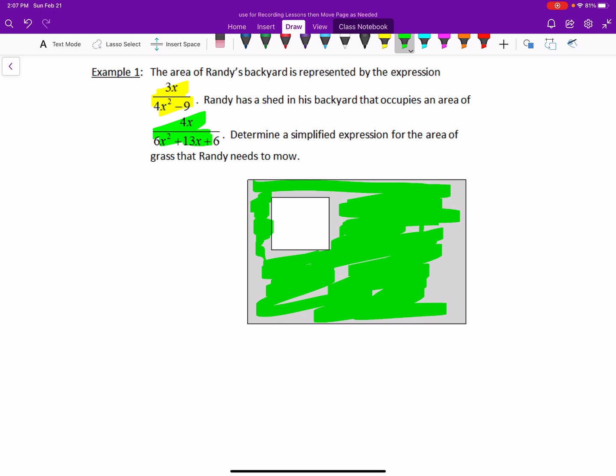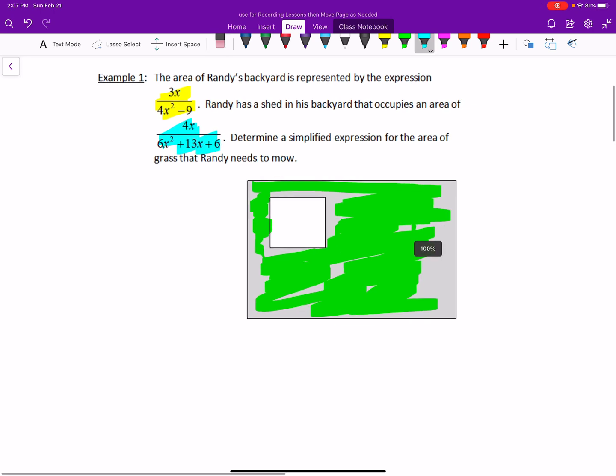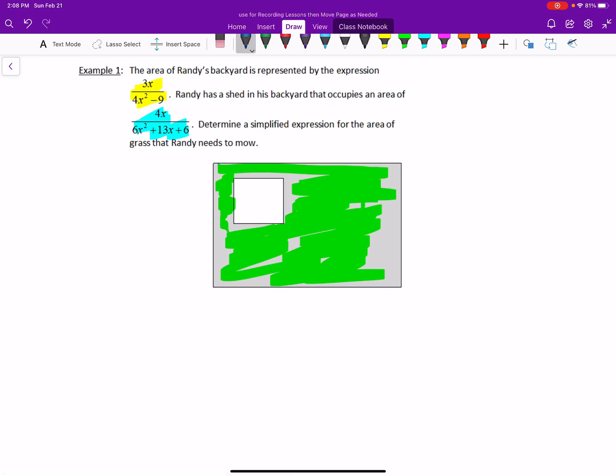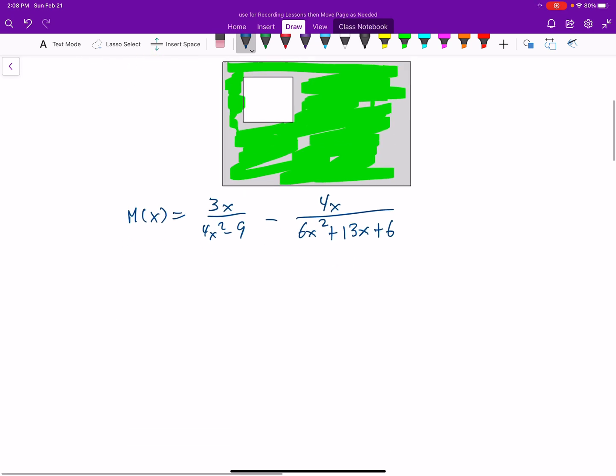So if I want to find a simplified expression for the area that Randy needs to mow, then it's going to be a subtraction to start with. So I'm going to let m of x represent the area to mow, and it's going to start with the area of his backyard, which is 3x over 4x squared minus 9. And I'm going to take away the area of the shed, which is 4x over 6x squared plus 13x plus 6.